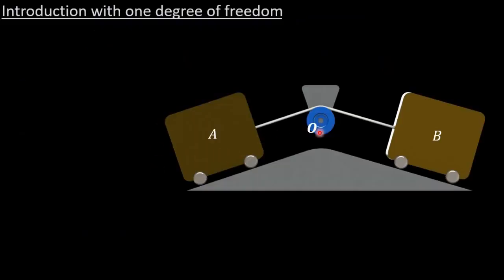So what I have here are 2 particles connected with this cable. This is a fixed pulley that I'm calling O. This is particle A, particle B. Both of these particles are connected to each other by this cable, and as one moves, it's going to pull the other one up the ramp.